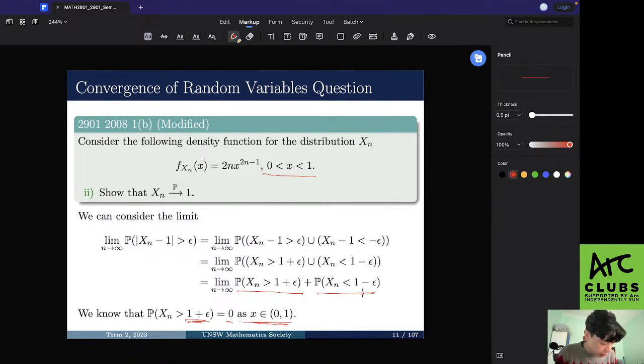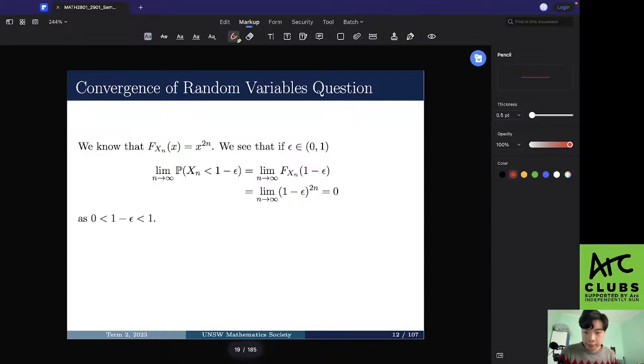Now we're going to look at this probability right here, and the way I'm going to look at it is we first know that the CDF is given by x to the power of 2n from our last question, and we can consider when epsilon is in between 0 and 1. And why do we do that? Well, the reason is because we're looking at the probability that xn is less than 1 minus epsilon, and 1 minus epsilon is in between 0 and 1.